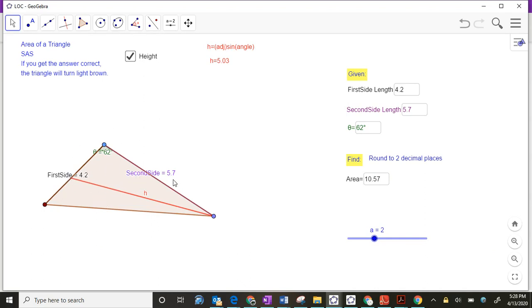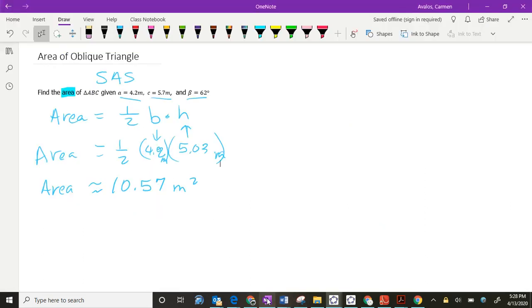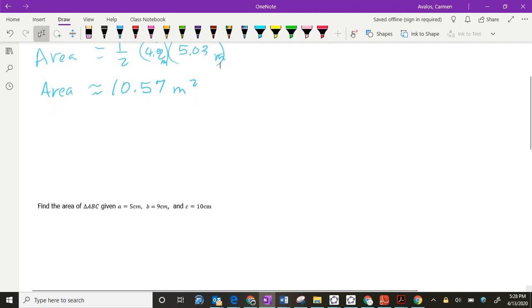This is a side angle side situation, and that's how you find it. Anytime you have side angle side, you have to find the height, and then you do 1/2 base times height. And so we're good on that. And so let's go on to the next problem.